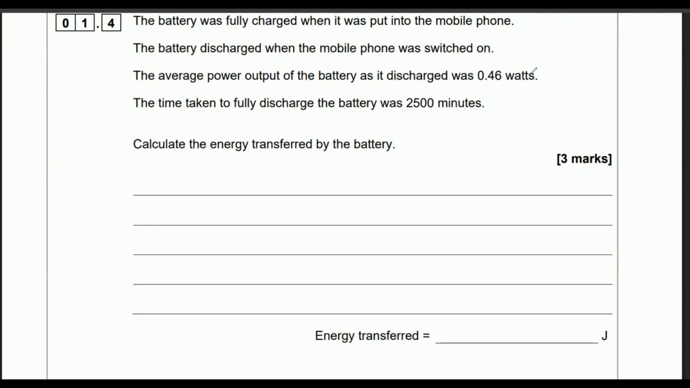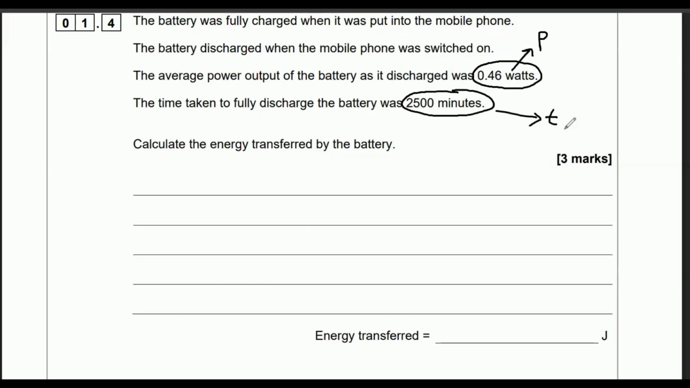What I say to myself as I'm going through a paper, especially a physics paper, is I circle any value and I try to identify, right, what is the unit? What's the symbol? What does this stand for? Power. So they've given us the power. Time taken to fully discharge the battery was 2,500 minutes. So that's time. You're already getting it in your head.